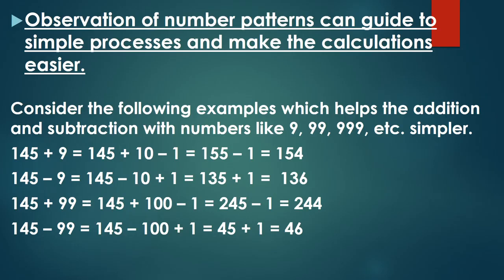Last is 145 minus 99. How can we write down minus 99? Or we can say take minus outside, and how can we write down 99? Again 100 minus 1, and when minus is outside it is minus 100 plus 1. So 145 minus 100 is 45, and 45 plus 1 is 46.